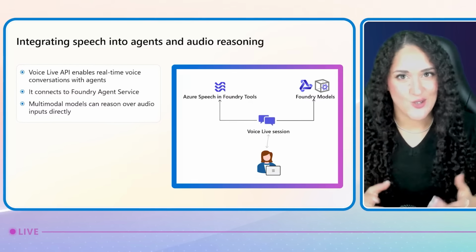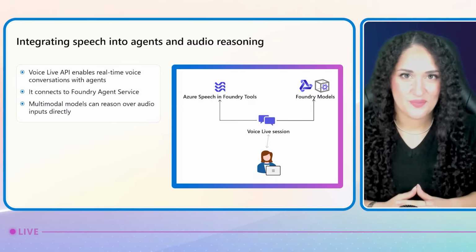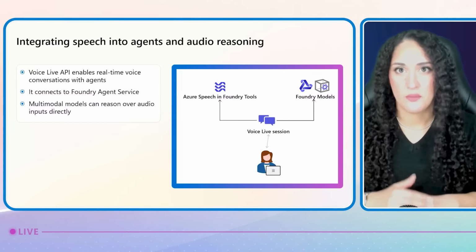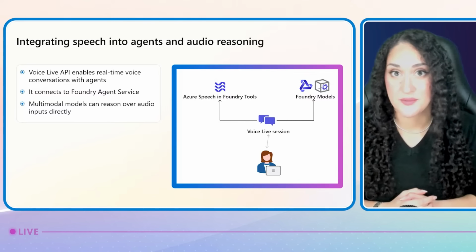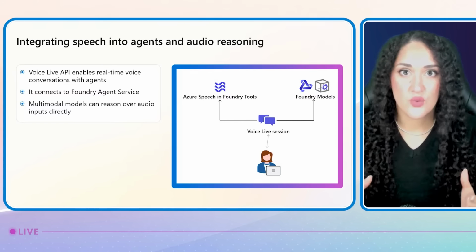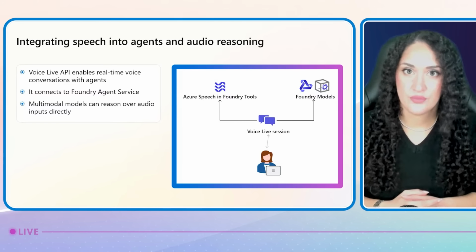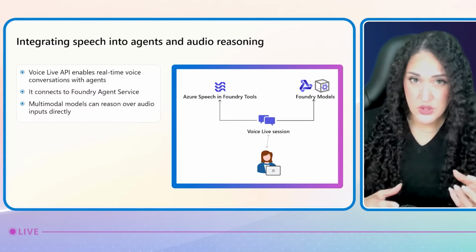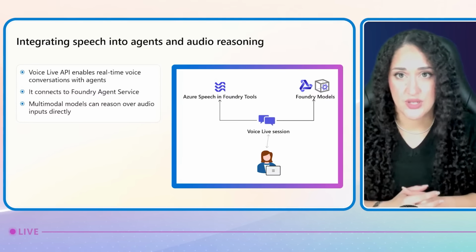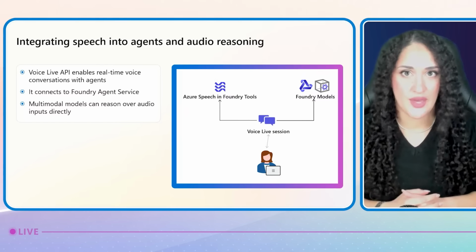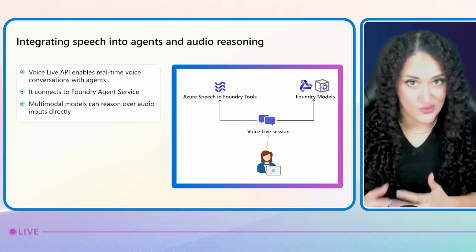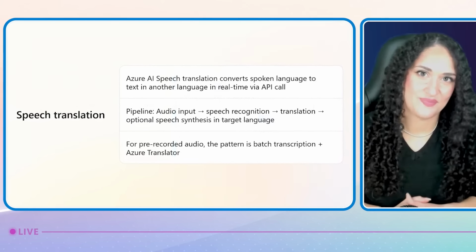Integrating speech into agents is where things get exciting. The Voice Live API enables real-time voice conversations with agents through the Foundry Agent Service. And multimodal models can reason over audio directly. So we go from simple speech to building voice-enabled agent experiences. So know when to use each different tool and API when it comes to giving a voice to your agents.